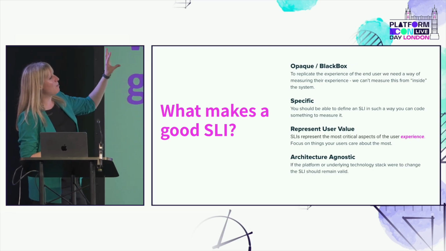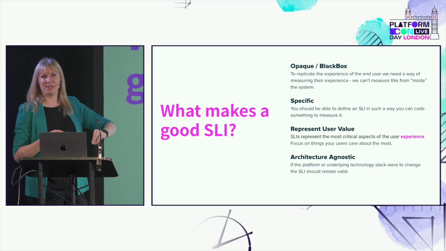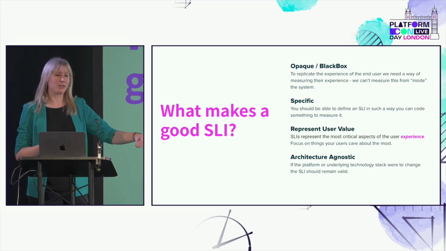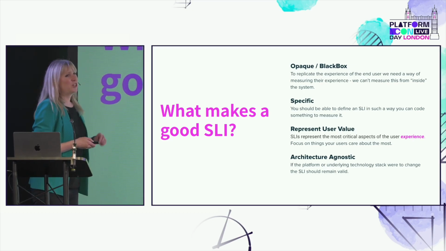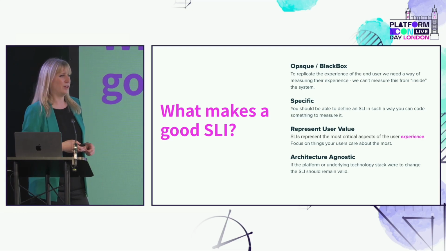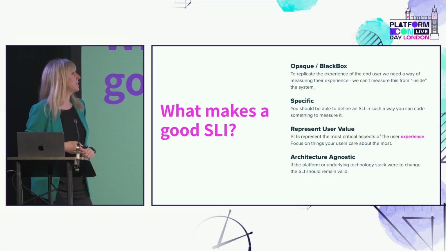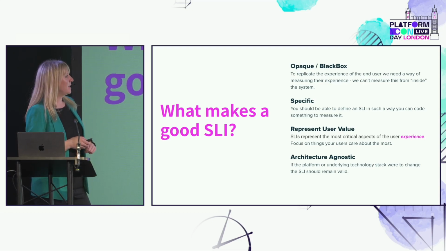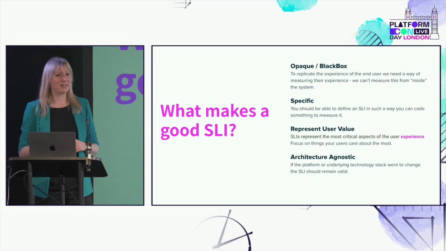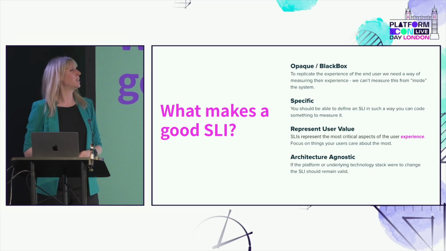Are they opaque, are they black box SLIs? Are they measured from outside or inside the system? If they're measured from inside the system, how do you know they're really representative of your user's experience from outside the system? They should be very specific. If there's ambiguity in your SLI, it's not going to be very useful for you. You should be able to code something that can measure it, and you should believe that value when it's returned. They need to be representative of user value. And so if you don't meet your SLO, if that SLI isn't met, it should be a genuine problem. We don't measure things that we don't care about. That wastes everybody's time and energy.